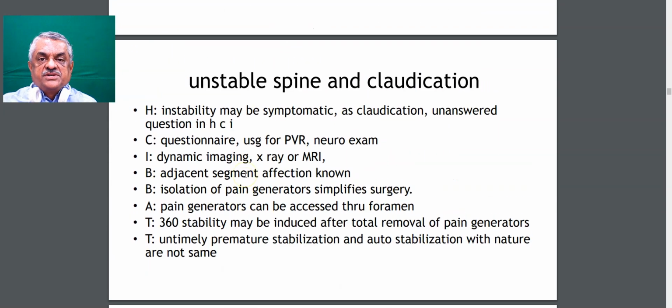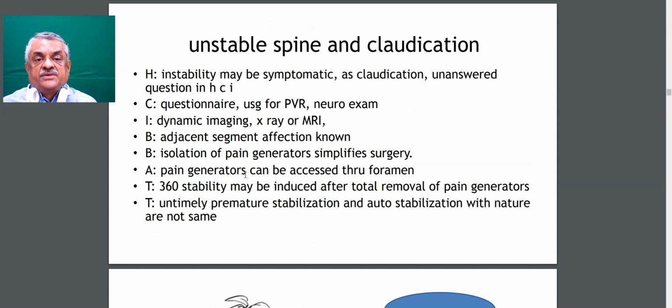The last manifestation in our matrix is the unstable spine with claudication. This instability may be symptomatic and present as claudication, but there are unanswered questions in these patients with instability which still remain a gray area, because even if we do an X-ray in flexion extension, we don't really know how much instability causes symptoms or how much is the significant part of instability.